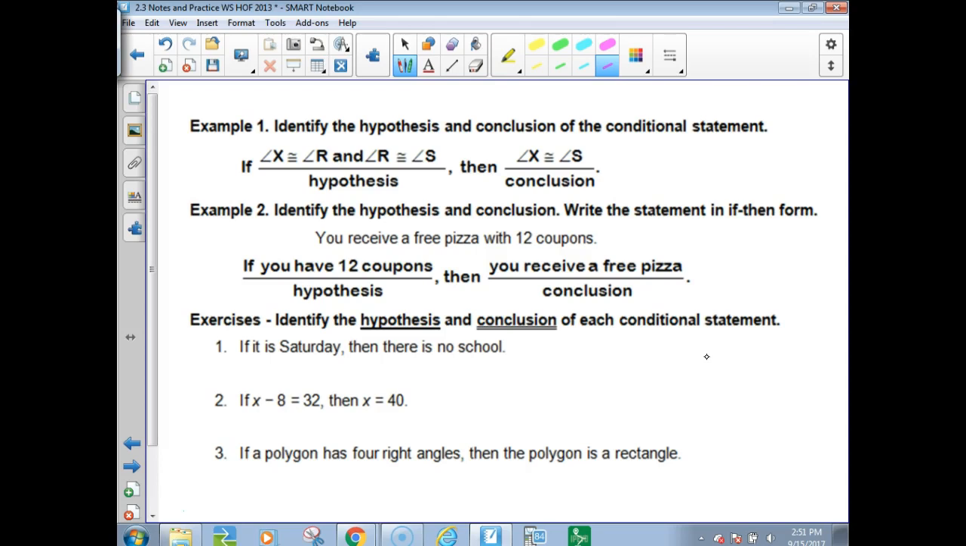Okay, so I'm going to identify the hypothesis and the conclusion of each conditional statement. If you're not using colors, you're just going to do single line under hypothesis and double line under conclusion. I'll do it, but I'm going to also use color. So if it is Saturday, then there is no school. It is Saturday is the hypothesis. There is no school. I'm going to change color for the conclusion, but I am going to underline it twice.